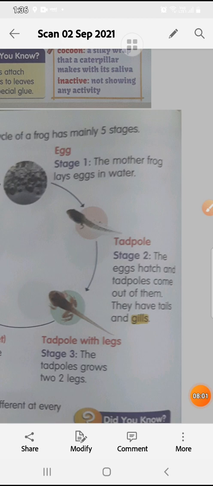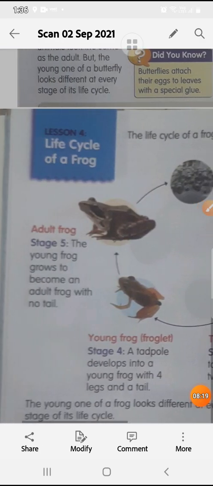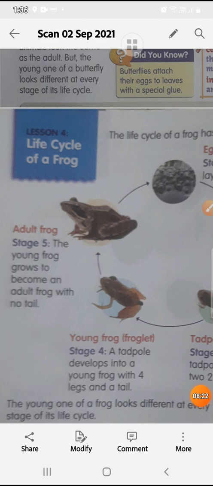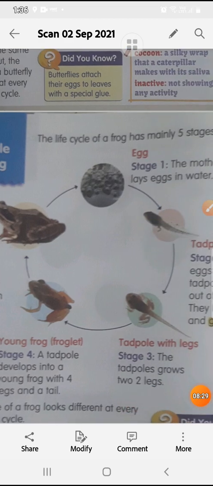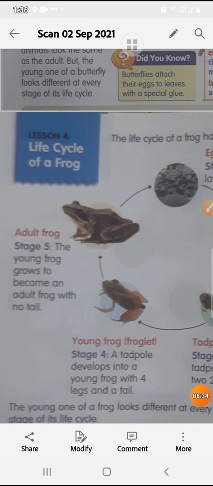Okay, so the third stage is tadpole with legs. In this stage, the tadpole grows two legs. Okay. Now the fourth stage is young frog or froglet. The tadpole develops into a young frog with 4 legs and a tail. But you can see the size of the tail has decreased now in this stage. Now the fifth stage, and the last stage, is adult frog.